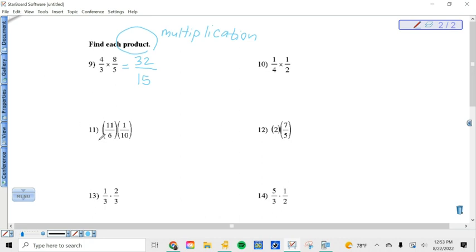Okay, number 11. This one's written with parentheses, but same exact thing. Just multiply across. So 11 times 1 gives me? Good. And 6 times 10 gives me? Perfect. And number 13, same thing, just written with a dot. Multiply across the top and across the bottom. What's 1 times 2? 2. And 3 times 3 is? 9. Perfect. Can you guys do 10, 12, and 14, please?